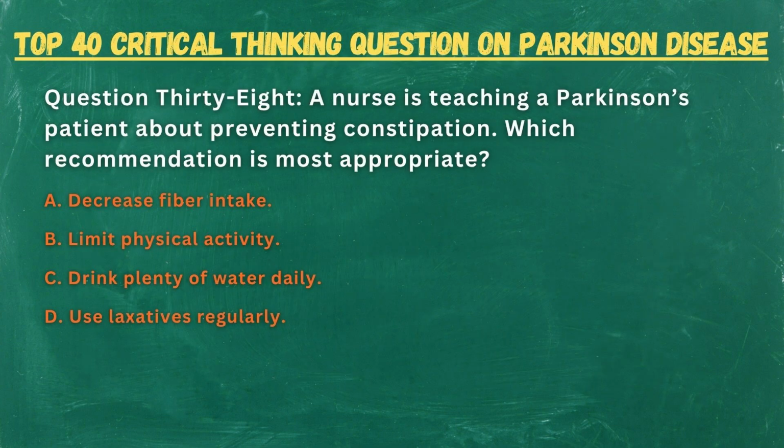Question 38. A nurse is teaching a Parkinson's patient about preventing constipation. Which recommendation is most appropriate? A. Decrease fiber intake. B. Limit physical activity. C. Drink plenty of water daily. D. Use laxatives regularly. Answer: C. Drink plenty of water daily.